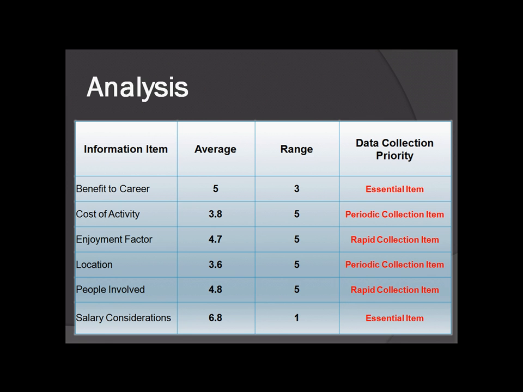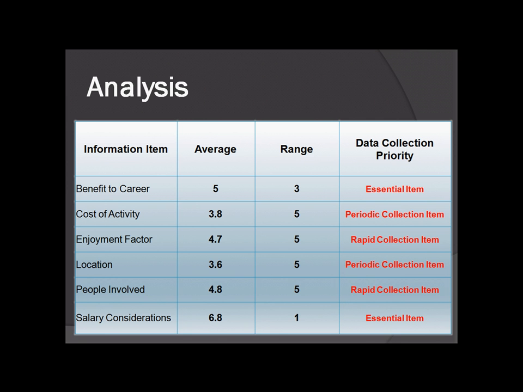To conduct an analysis of the ratings from the previous slide and formulate a data collection plan, the average and range of each information item across the decisions was taken of both the decision maker and expert's ratings. The data is shown here in this table. This data can then be used to formulate a data collection plan. A high average rating and a small range would make the information item an essential item. Data for essential items should be collected immediately.